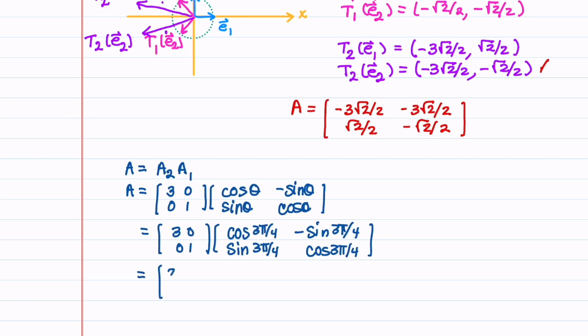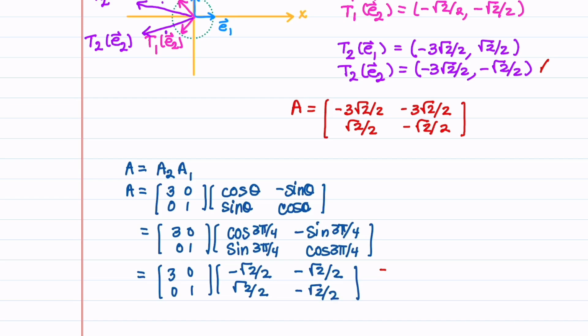Before we do the multiplication, we're going to write down what these angles are. So cosine 3 pi over 4 is minus root 2 over 2. Sine 3 pi over 4 is a positive root 2 over 2. Minus sine 3 pi over 4, we pick up a minus root 2 over 2. And then cosine 3 pi over 4, just like in the upper left, is minus root 2 over 2.